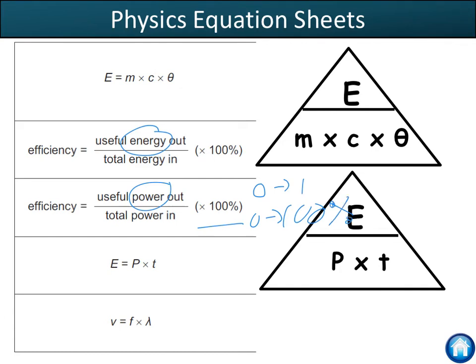The other equation that we're given, which we're going to look at briefly, is energy equals power times time. So that shows the energy used by an object depends on its power rating and the time, how long it's on for. And the final equation there is what you'll need in the Unit 1B exam, which is the velocity of a wave is equal to the frequency times the wavelength.